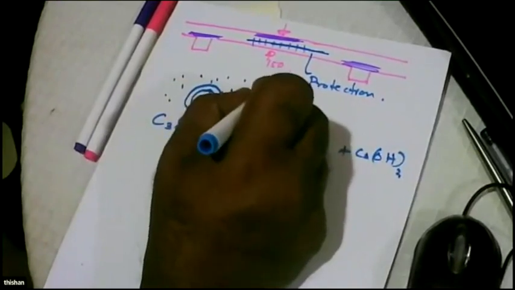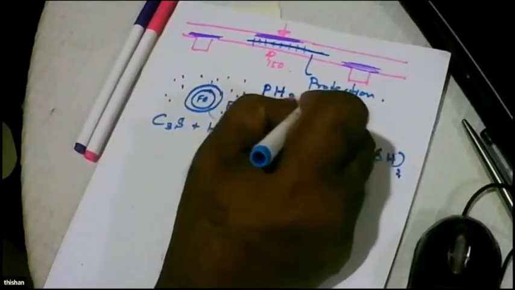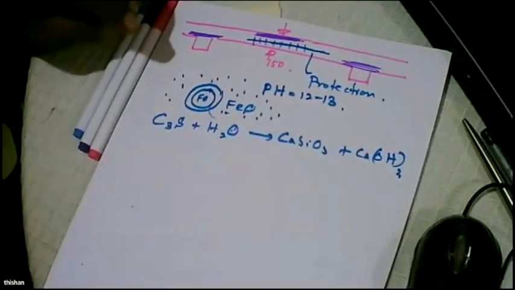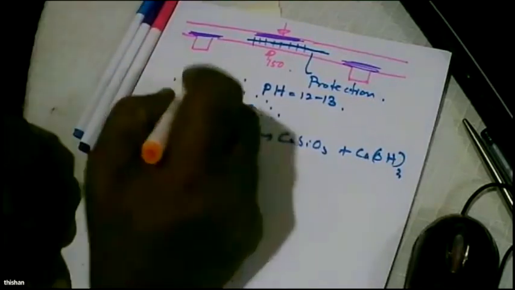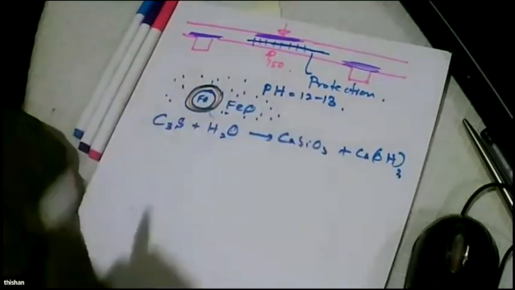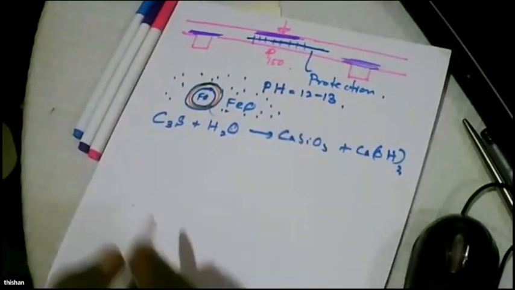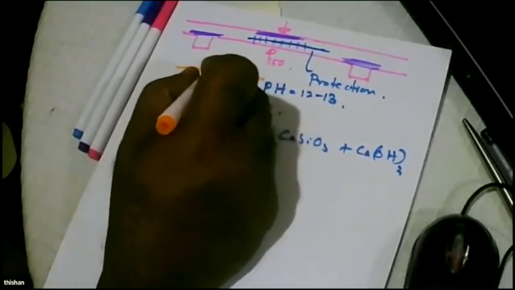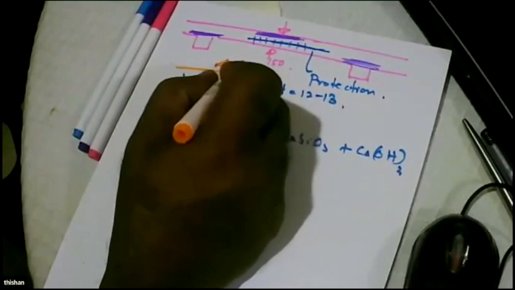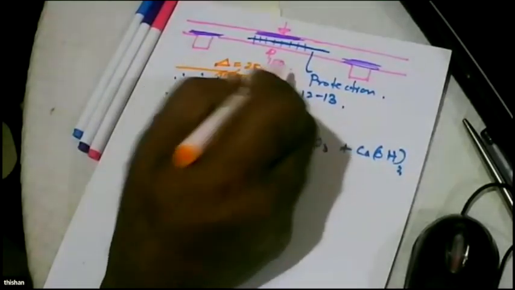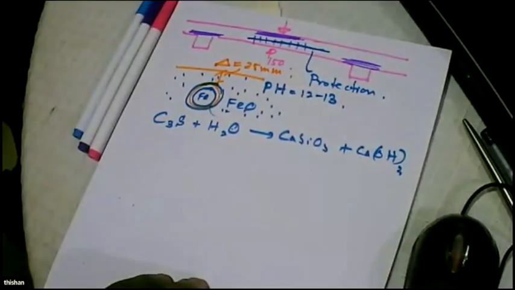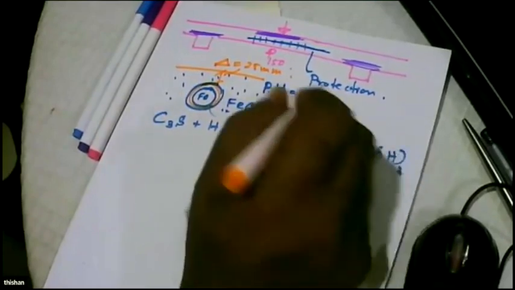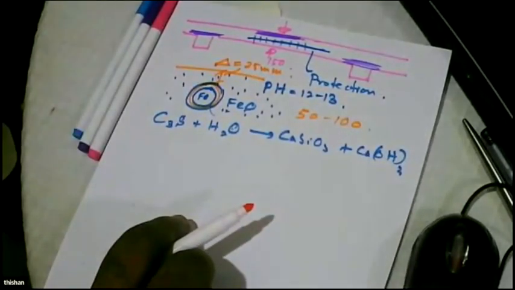So if you look at concrete, its pH value is around 12 to 13. And this ferrous oxide layer is very stable when pH is high. So we have a stable environment, and provided that we introduce a cover of 25 millimeters or more, then we can have a structure that is going to definitely last 50 to 100 years, provided that we have cured concrete at least 1 week.